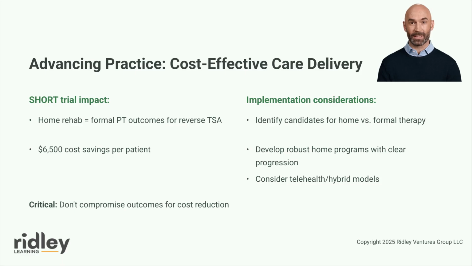Identifying patients who can successfully complete home programs versus those who require intensive formal therapy, developing robust home exercise programs with clear instructions and progression criteria, and implementing telehealth or hybrid care models that balance cost-effectiveness with quality outcomes represent important opportunities for optimizing value in shoulder arthroplasty rehabilitation.